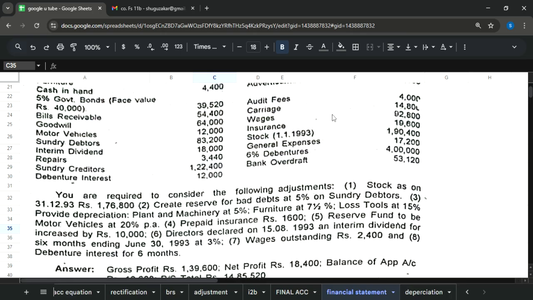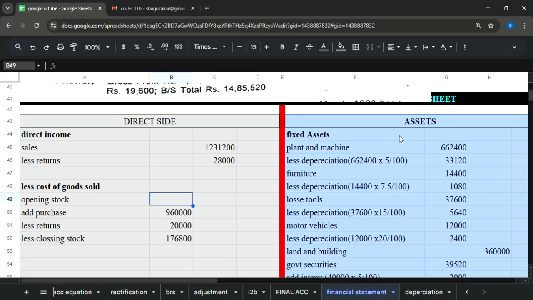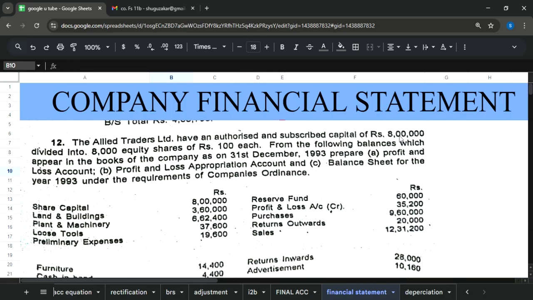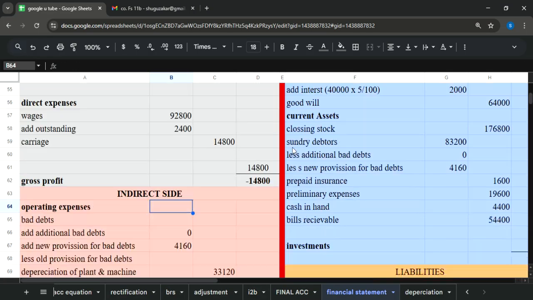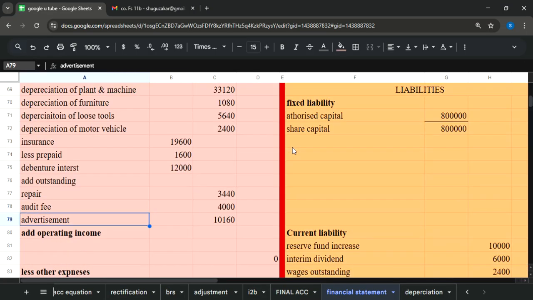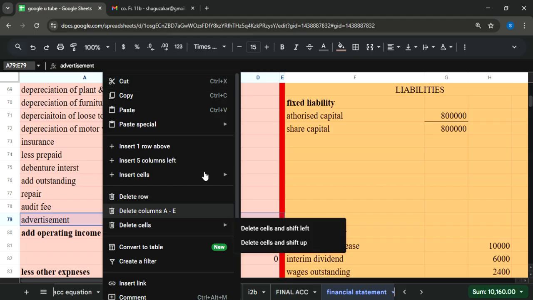Alright, after insurance, stock, 1st January is written, it means it's opening stock, and the amount of opening stock is 190,400. It means opening stock would be recorded in the direct expense side. Then we have general expenses. Again, we need one more space, so let's increase it.